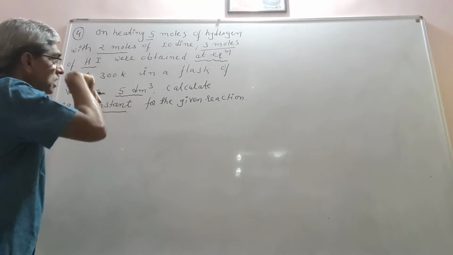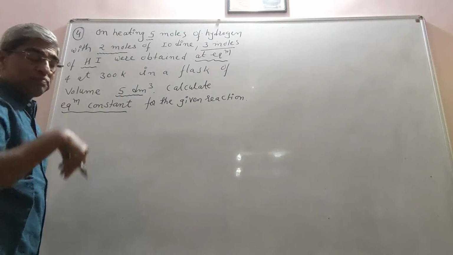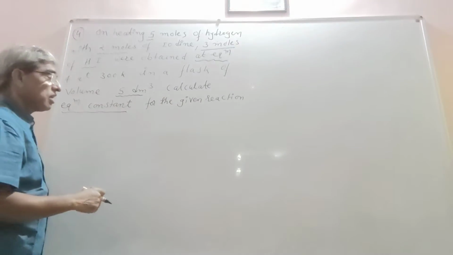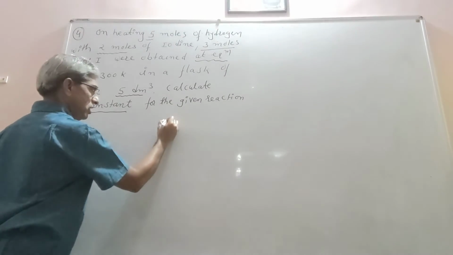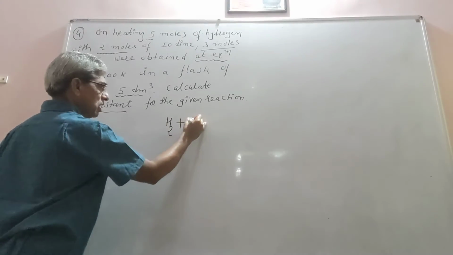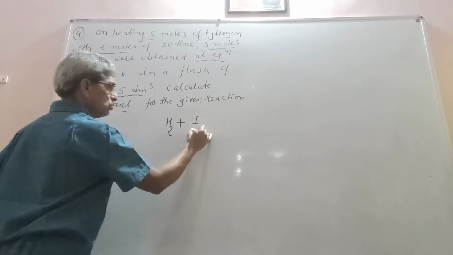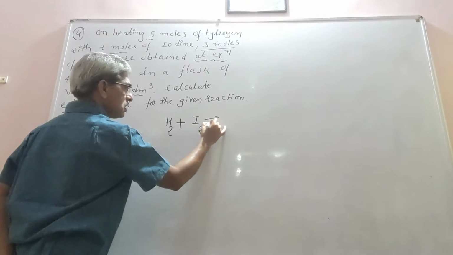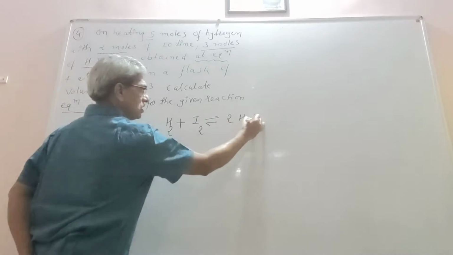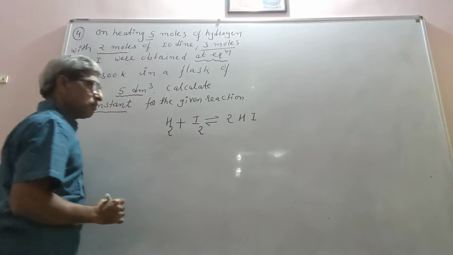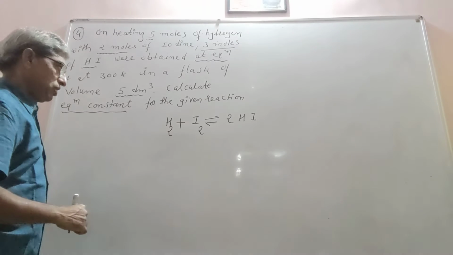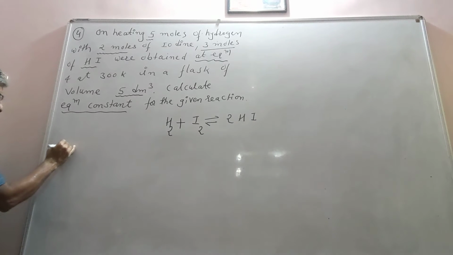From the given information, we can write a reaction. H2 reacts with I2, equilibrium established to form 2 HI. This is the balanced chemical equation from the given information. Then 3 points.